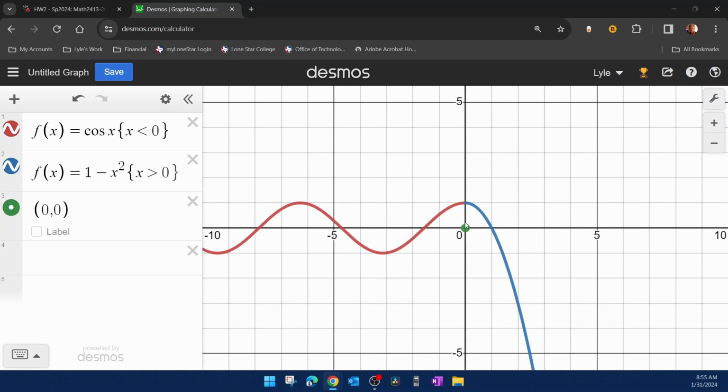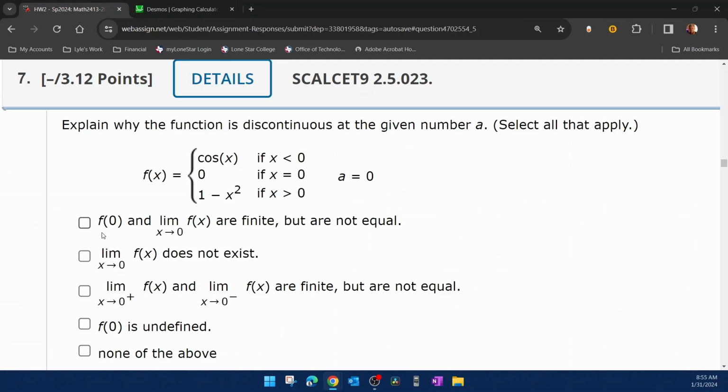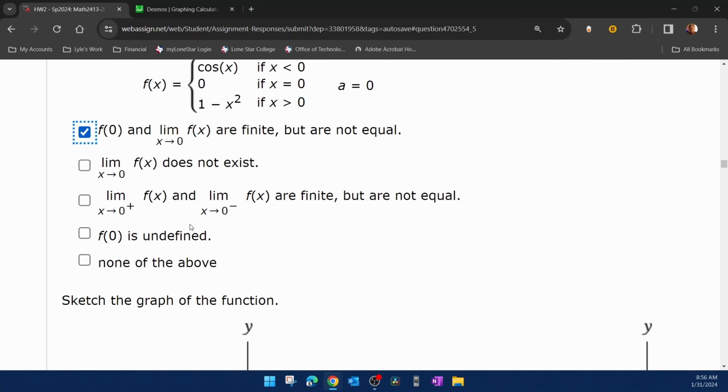But notice that is not what the function value is. So this function is not continuous at 0 because the value of the limit is not the same as the function value. So that would be option 1. F of 0 is 0, and the limit of the function, it is finite, right? It was 1, but they're not equal. They both exist, they're just not equal.